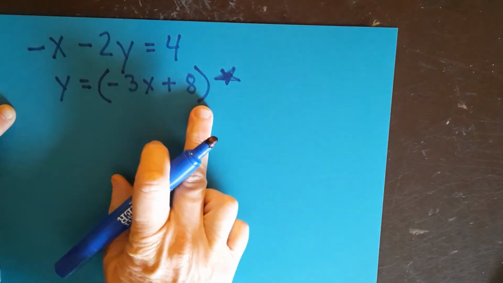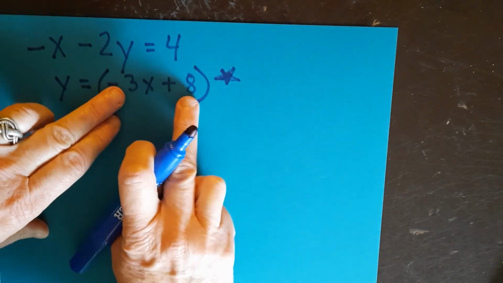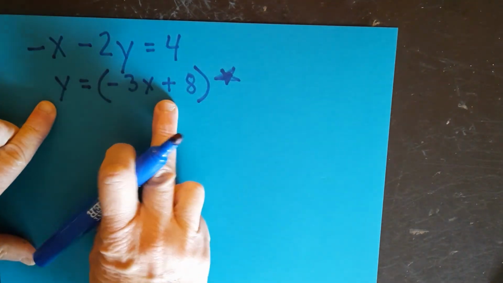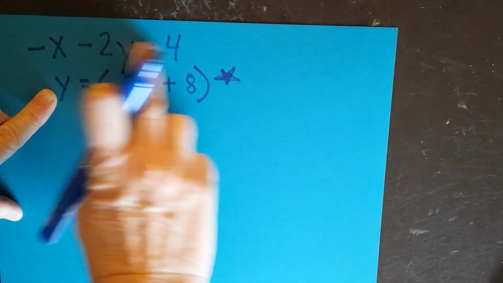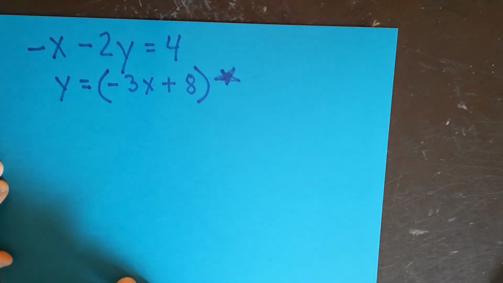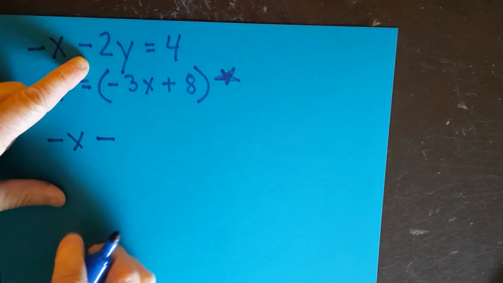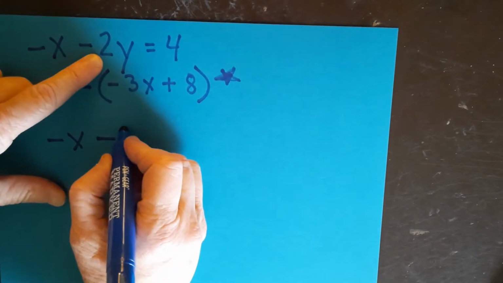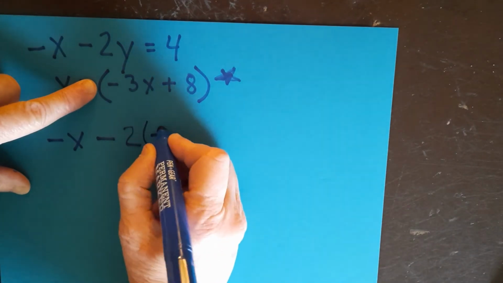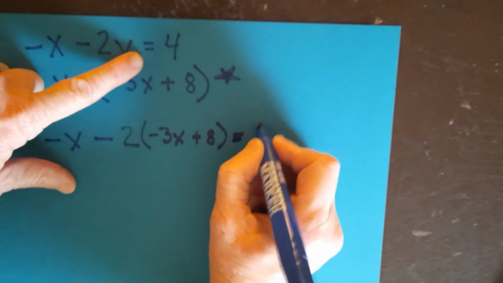I don't want you to forget that, because what will happen is you'll end up separating these two terms, the negative 3x and the 8, and you will get the wrong answer. So put it in parentheses because y equals this whole thing. We're going to take, in this first equation, we're going to substitute this part of the equation in for the y. So we're going to rewrite it as negative x minus, the signs are very important, 2 times y. Well, y equals this whole thing. So we're going to rewrite it in here, in parentheses, and then that equals 4.